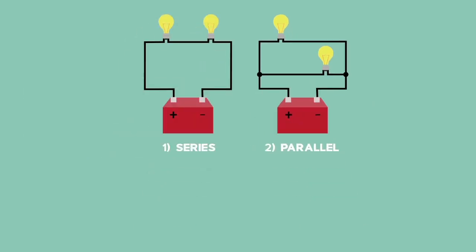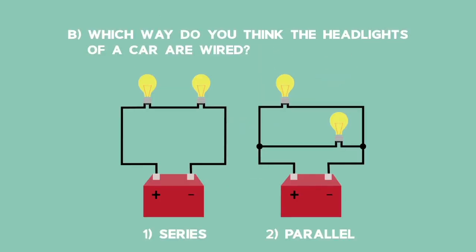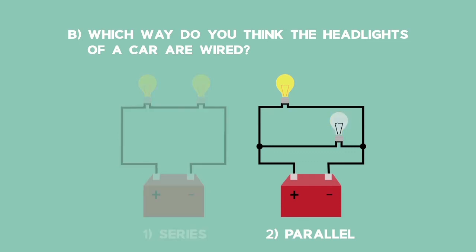The total power consumed, which is proportional to the light produced, is P equals IV. So, the greater the current in the parallel combination, the more light will be produced. The second question's answer is parallel. If one light goes out, the other light stays lit.